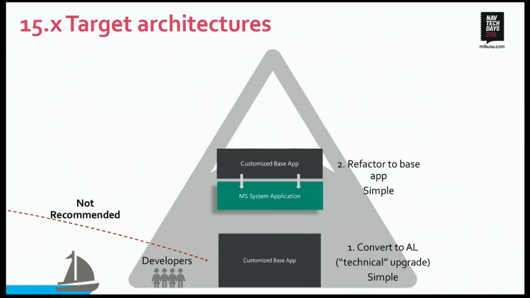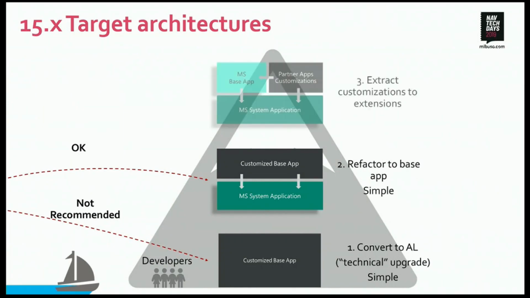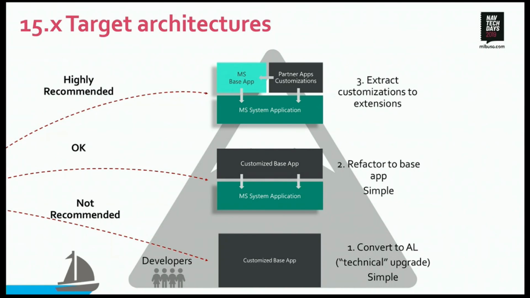So base app should be using the system application. And you have seen in the presentation from earlier today, if you're having any problems, you can submit feedback on GitHub, maybe even a pull request. Refactoring to the system application needs to be easy to do. And the hardest thing to do is to actually go to this architecture, which is the ideal architecture. And that is the highly recommended one, where you have extracted all of your customizations into an extension.